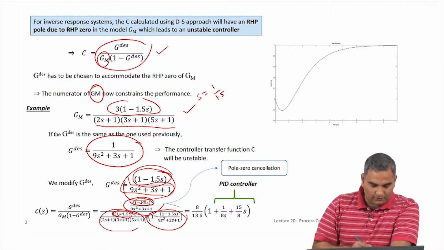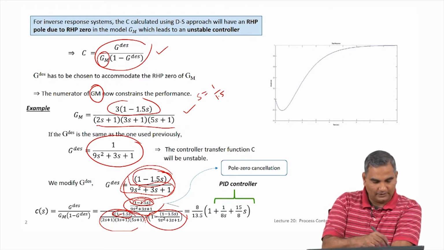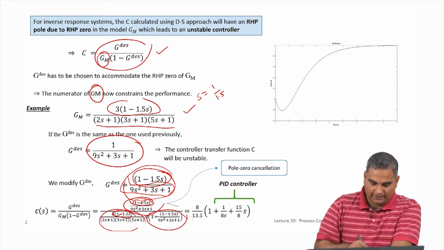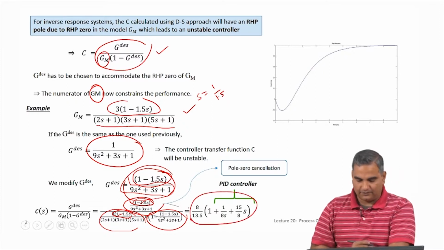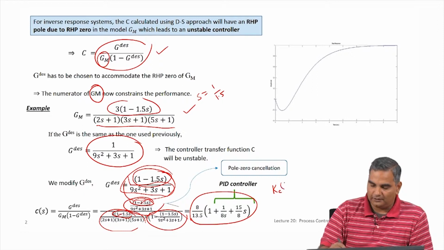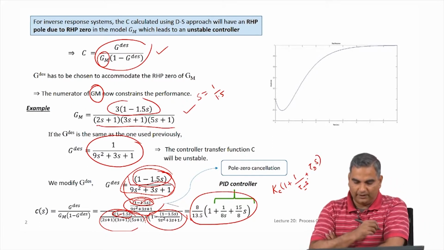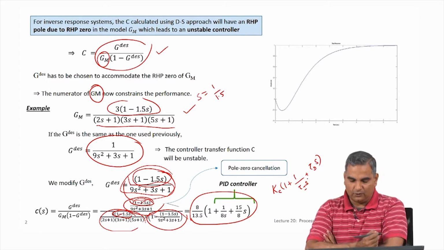Now, once you do this, and there is a reason why I have chosen this 9s square plus 3s plus 1, because by choosing that I can get a control form which is of the PID controller form. Okay. So, this is again just to remind you, this is Kc times (1 plus 1 by tau I s plus tau d s), right. Now, Kc is 8 by 13.5, tau I is 8, and tau d is 15/8.